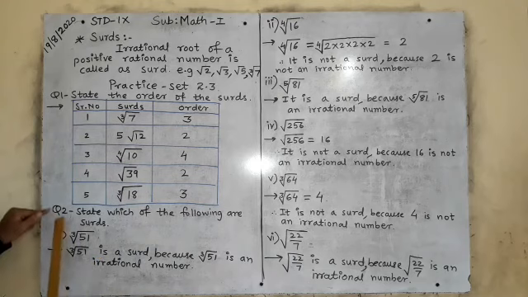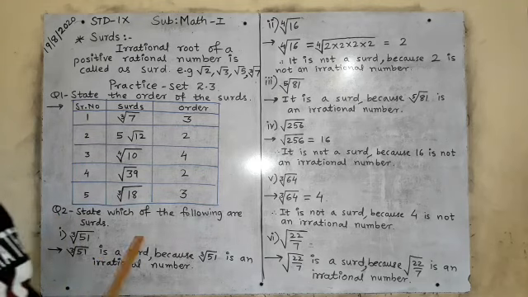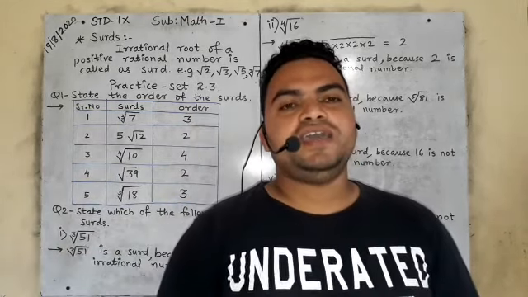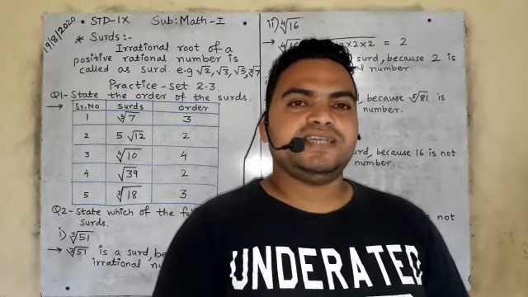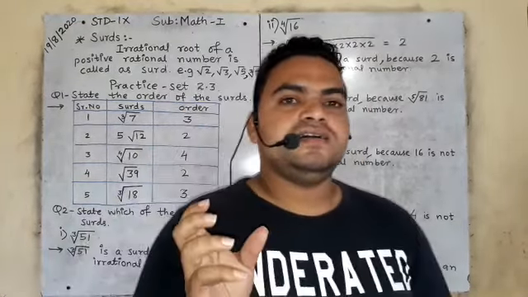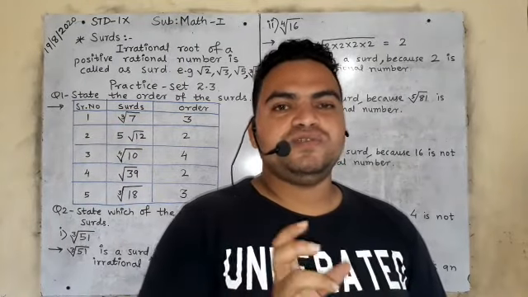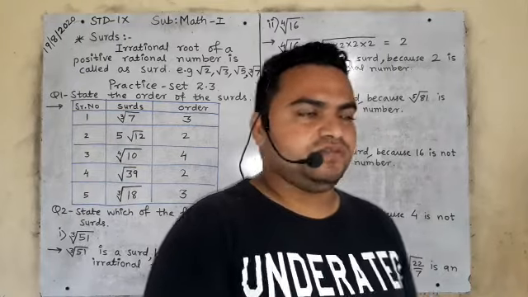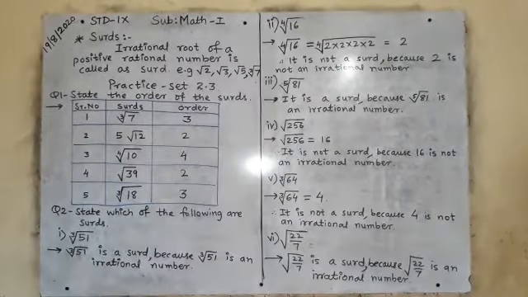Okay, now see question number 2. State which of the following are surds. Here, some numbers are given to you. We have to write whether the given numbers are surds or not surds. Surds means what? Irrational root of a positive rational number. It means a surd will be non-terminating, and it will not have any exact value.